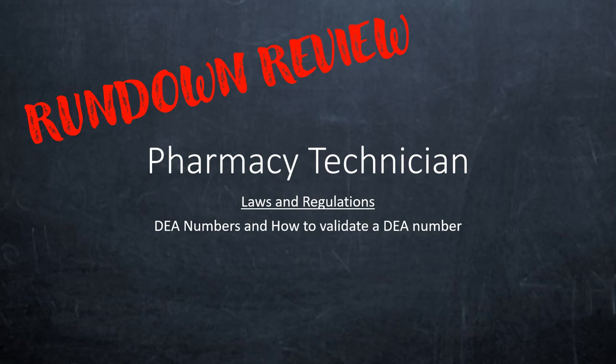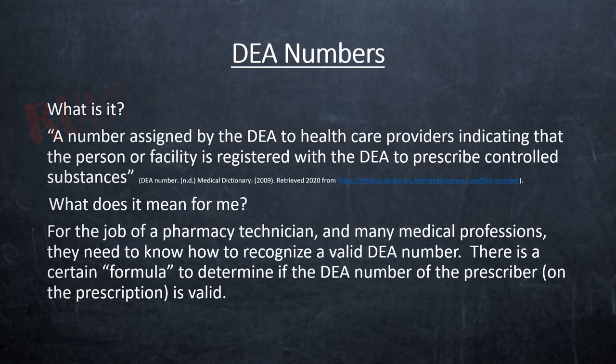Today we're going to go over laws and regulations, specifically the DEA numbers and how to validate your DEA number. First, a quick review about what a DEA number is and what it means for a pharmacy technician. DEA stands for Drug Enforcement Administration, so a DEA number is, and I quote this, "a number assigned by the DEA to healthcare providers indicating that that person or facility is registered with the DEA to prescribe controlled substances," unquote. That's reported by the Medical Dictionary.